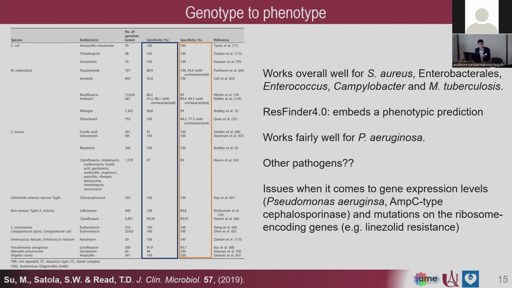Because it comes to the issue of the expression level of genes. Typically in Pseudomonas aeruginosa, you have lots of efflux pumps and porins whose expression underlies the level of resistance. And from genomic data, it's really difficult to address that. Also, one of the limitations is when the resistance comes from mutations in multi-copy genes, such as linezolid resistance, in which one of the pathways is to have additive mutations in the ribosomal coding genes, and using short-read sequencing and conventional assembly methods, it's very hard to spot these mutations.